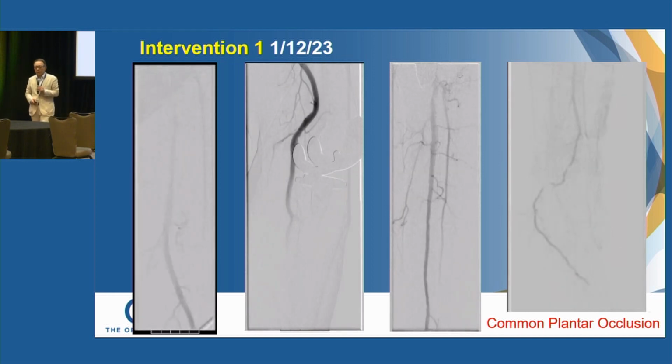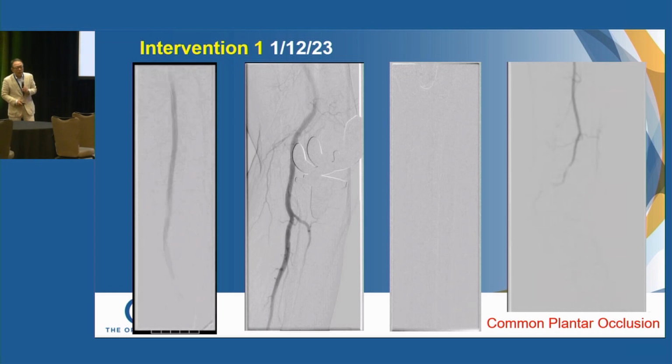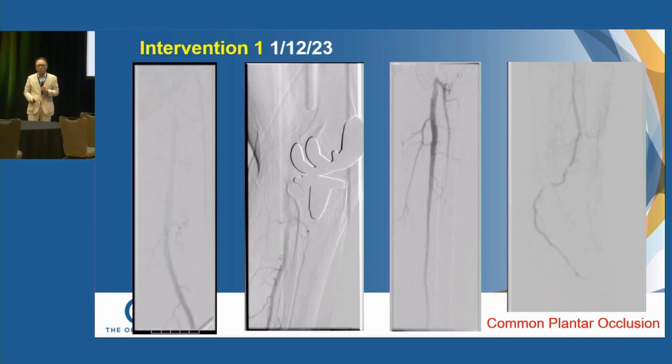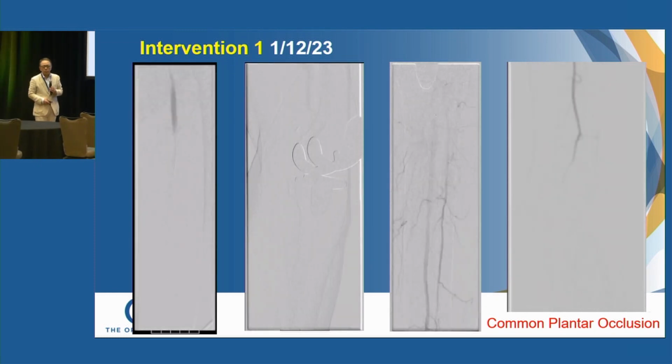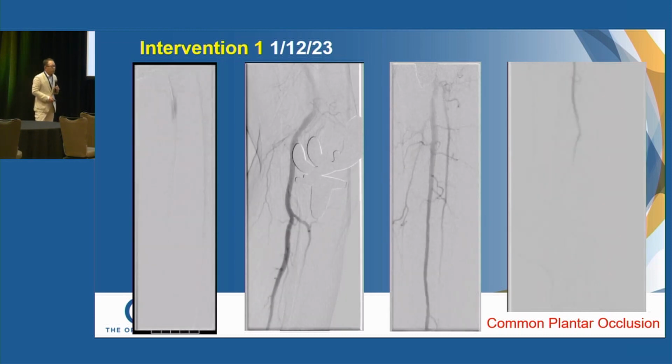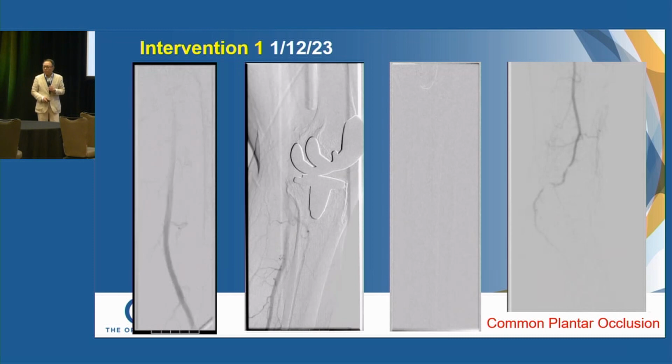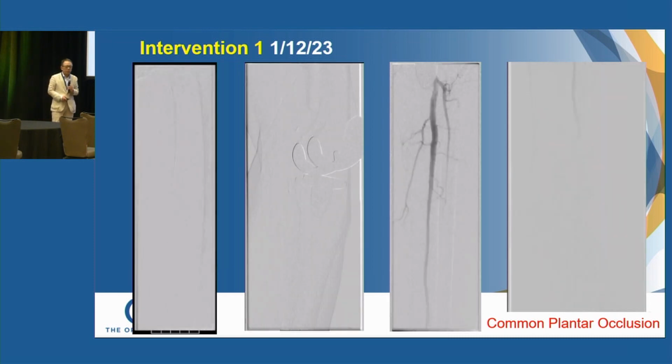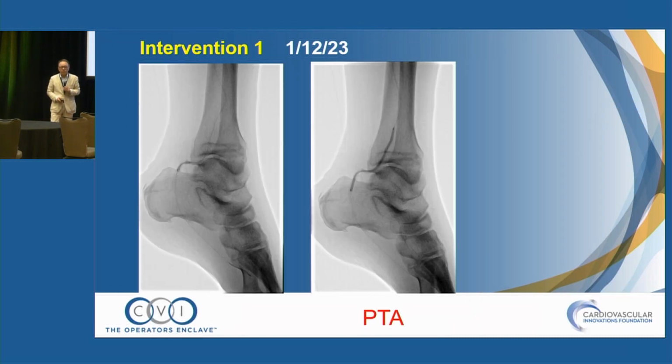and proceeded with diagnostic angiography, which showed axial patency of femoral popliteal segment and a dominant posterior tibial artery, as you can see here on this study. But there was an isolated common plantar artery occlusion, as shown on the rightmost panel.